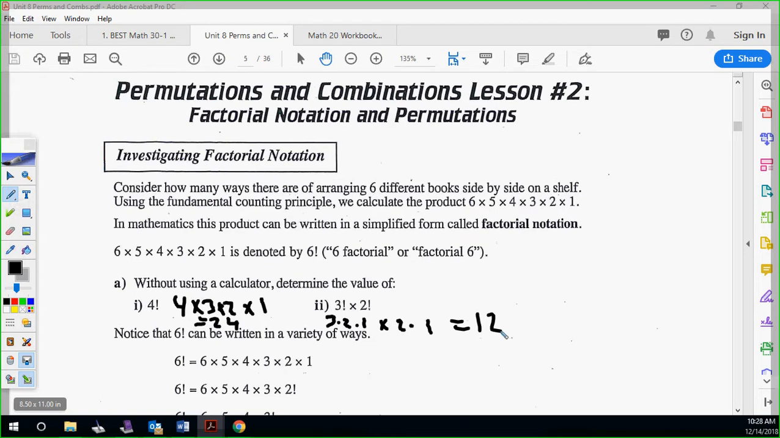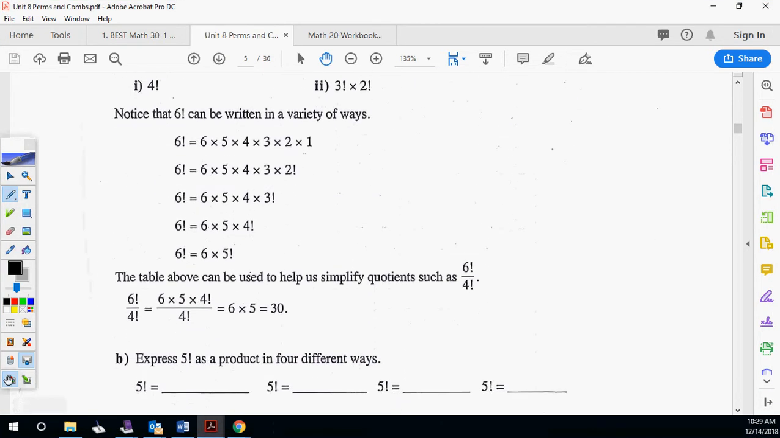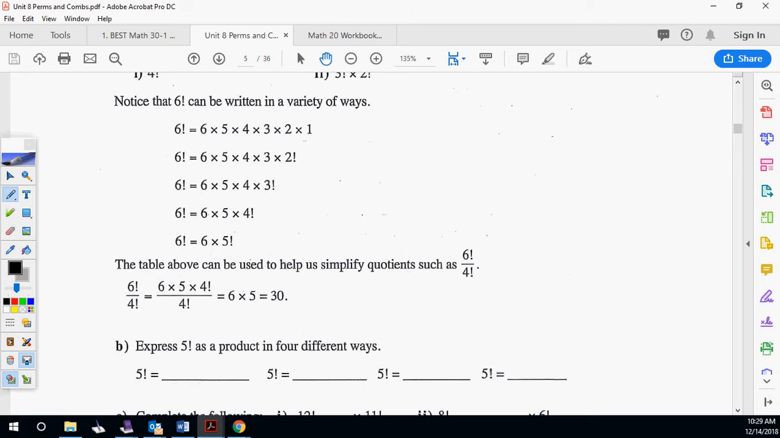Okay, notice that 6 factorial can be written in a variety of ways. They're talking about all these different ways you can write 6 factorial. 6 factorial is 6 times 5 factorial, and so on. That's just like writing them out with an additional factor, the first one all the way out, then out to 2, out to 3, etc.